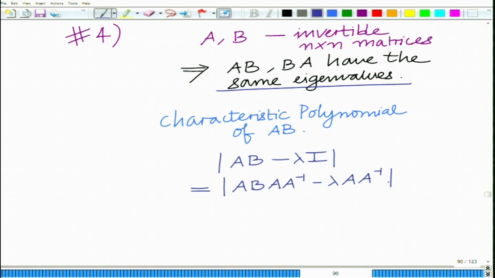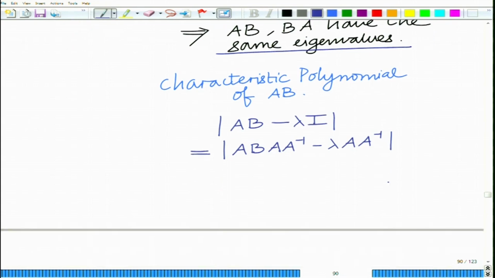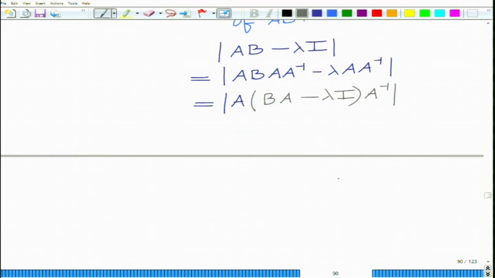Because remember A is an invertible matrix, both A and B are invertible matrices. So, A A inverse equals identity. So, I can always write this as determinant of AB minus lambda A A inverse. Now, I can extract the A on the right. So, this will become BA minus lambda I times A inverse.